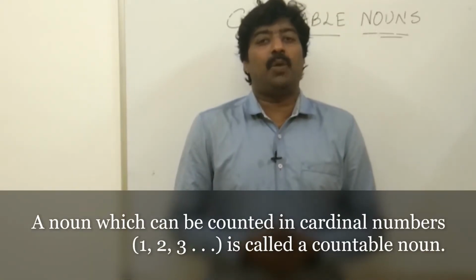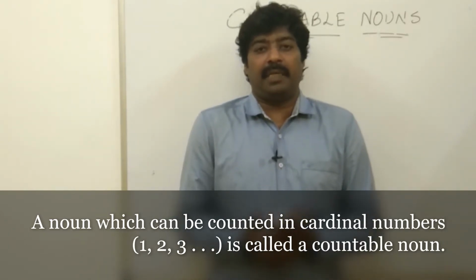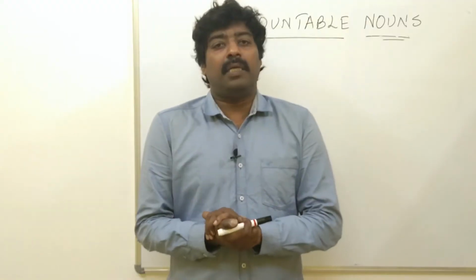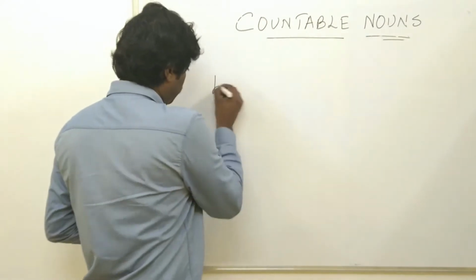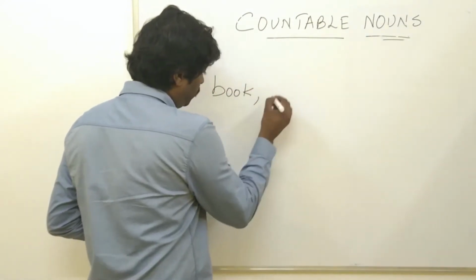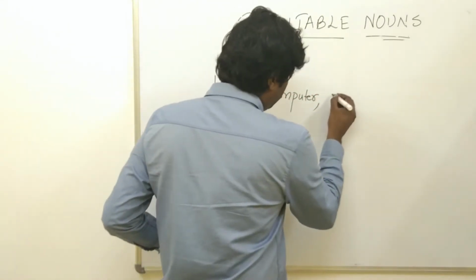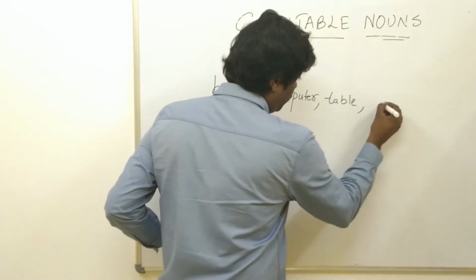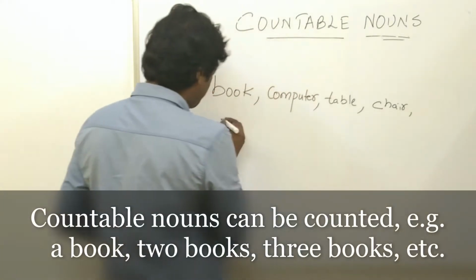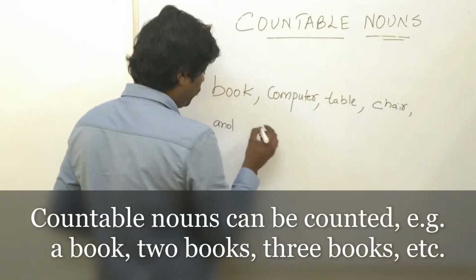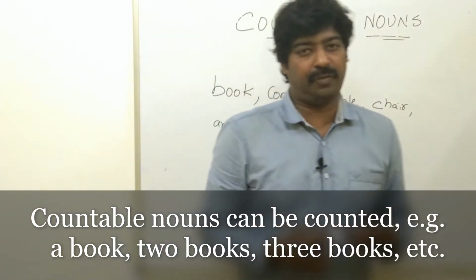Countable nouns are nouns we can count and make each of them plural. They are separate objects. They are also known as count nouns. Some common examples of countable nouns are book, computer, table, chair, and house.